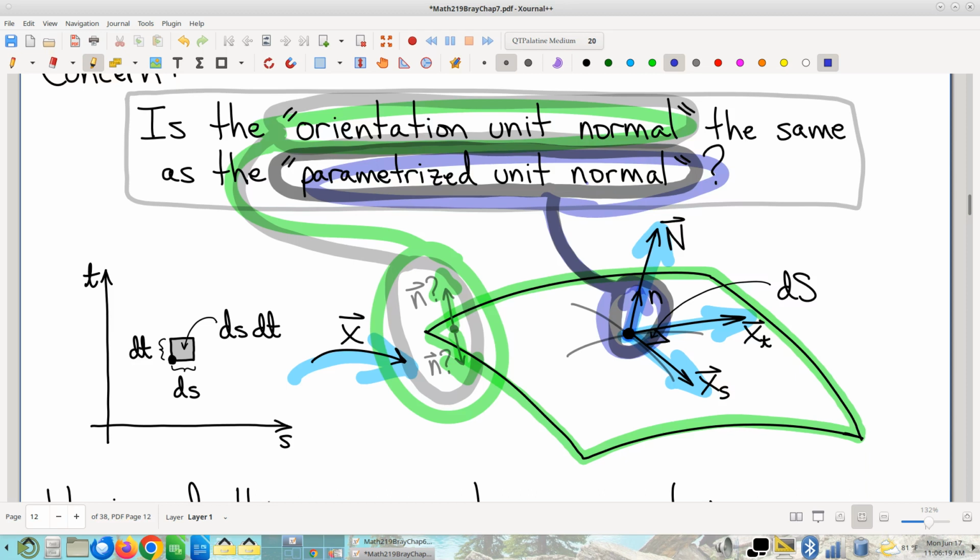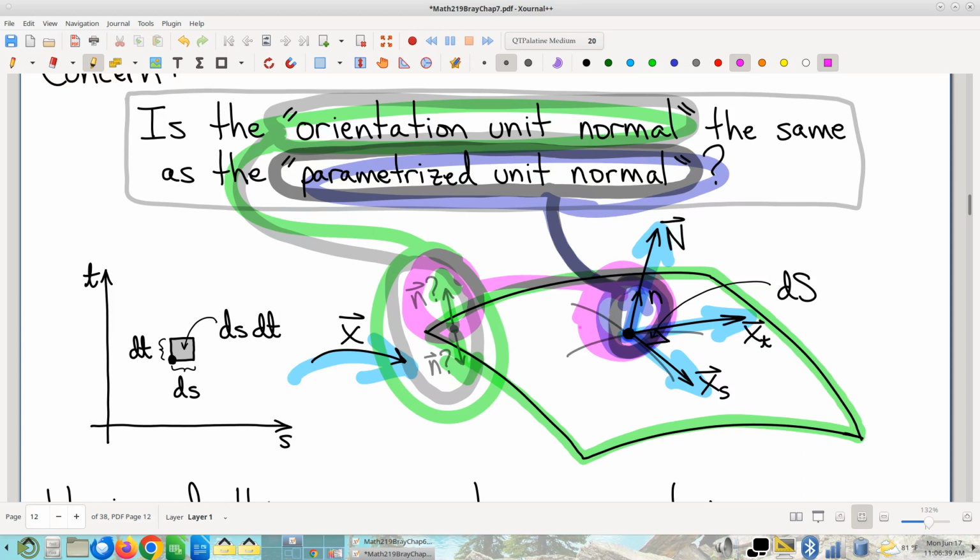So it's a coin flip. There's a significant worry here, right? It could be that maybe this is your orientation unit normal, and then you parameterize so that this is your parameterized unit normal, and then look at that. Those are the same, right? Those point the same direction through the surface.